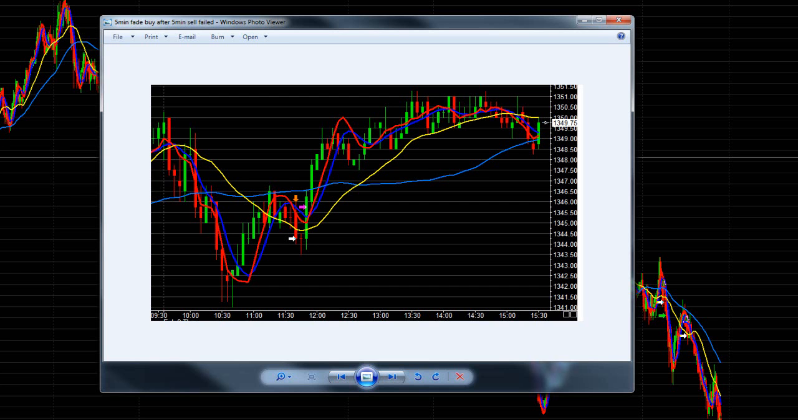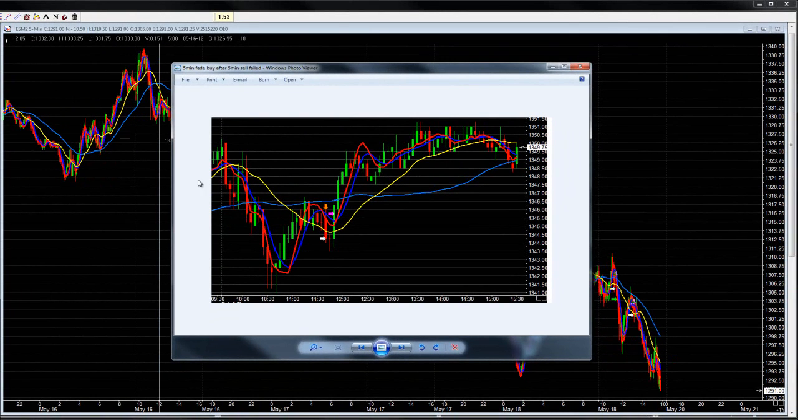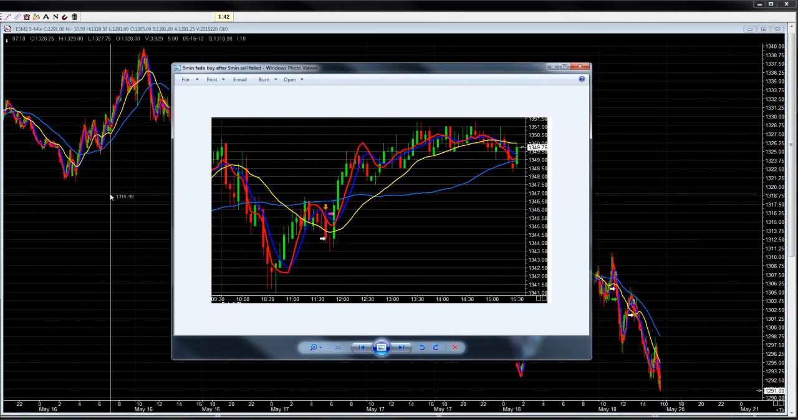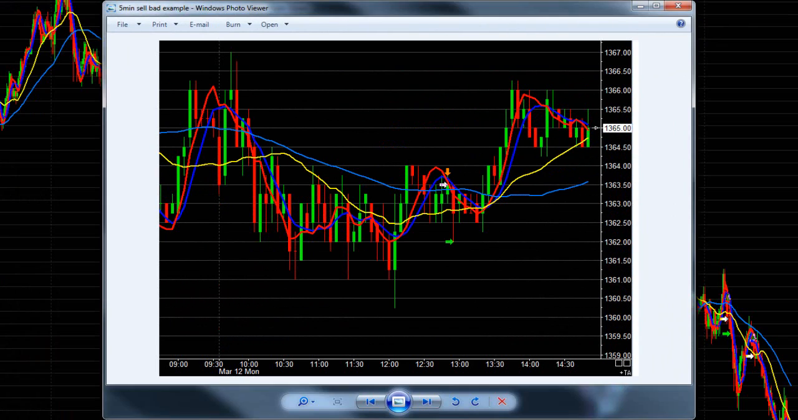So that's the two fade setups. Hopefully you get a good understanding of how they work, and they definitely go with market pressure. It's not counter trending or anything like that. It's going with the trend and with the pressure, with the direction. But within that fade area, there's two distinctly different types of trades, fade setups. And then finally, what I've got here is a reversal setup.